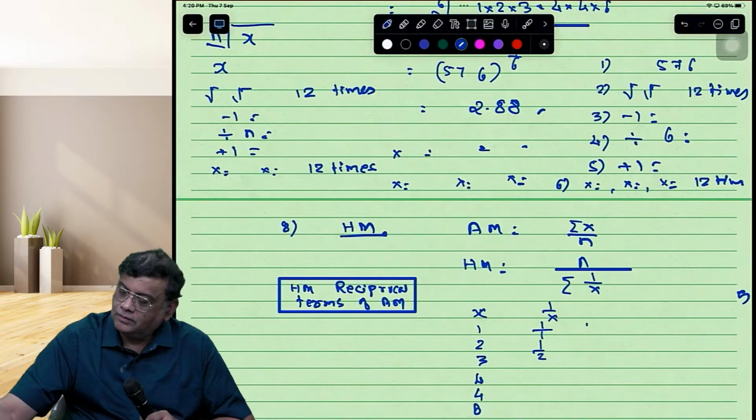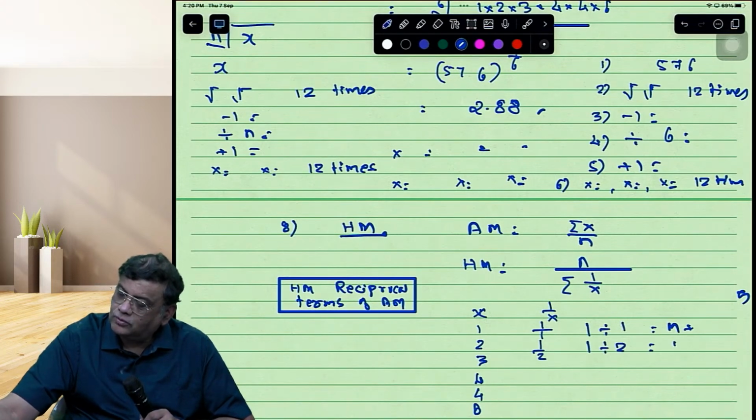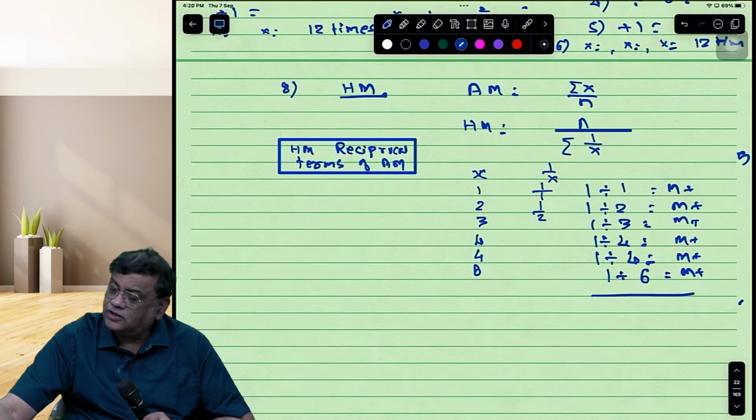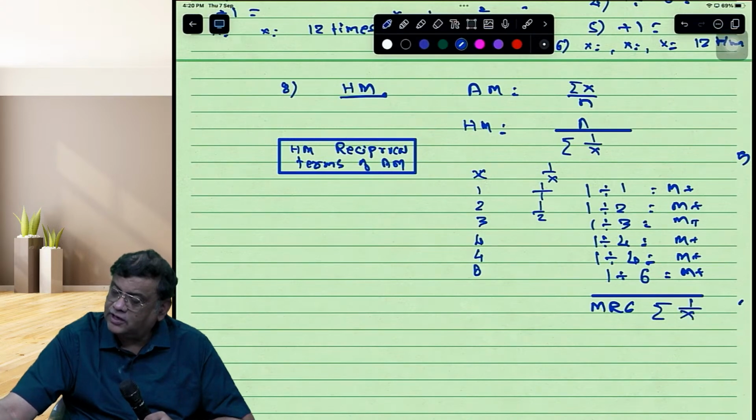1 divided by 1 equal to m plus, then 1 divided by 2 equal to m plus, 1 divided by 3 equal to m plus, 1 divided by 4 equal to m plus, again 1 divided by 4 equal to m plus, 1 divided by 6 equal to m plus. और फिर जब सब ये होगा तो मेमोरी रिकॉल प्रेस करेंगे MRC, तो तुम्हें डायरेक्टली समेशन 1 अपॉन x मिलेगा.